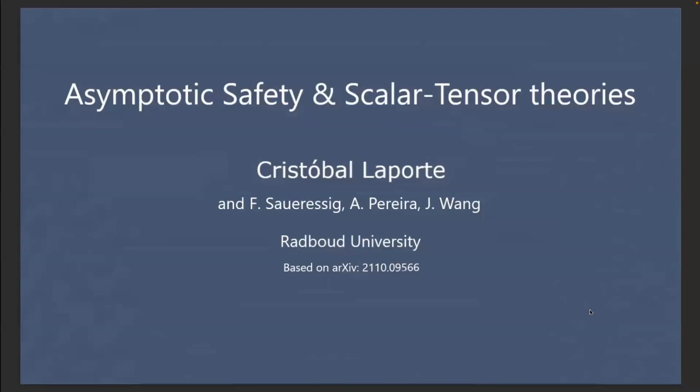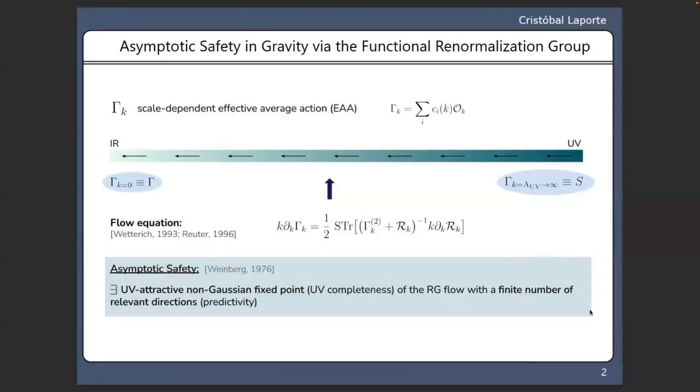So here's a brief recap of asymptotic safety via the functional renormalization group. The central object here is this scale-dependent effective average action, formally a linear combination of all possible diffeomorphism invariant operators. Starting from the classical bare action in the UV, it interpolates between the bare action and the standard quantum effective action in the IR, and the flow is dictated by the Wetterich equation over here.